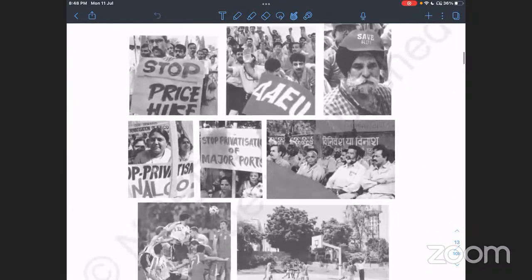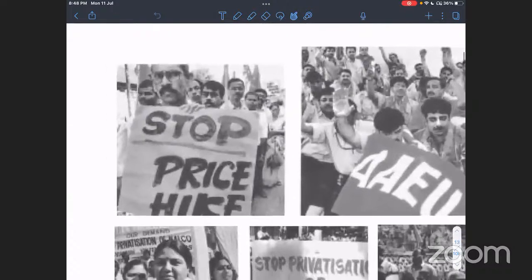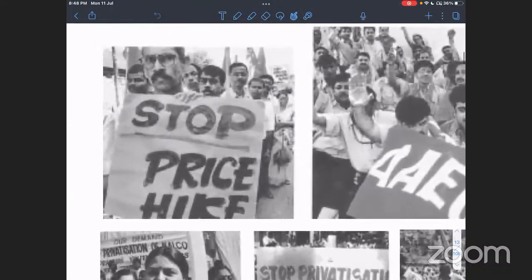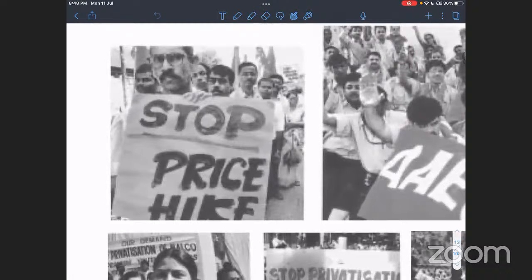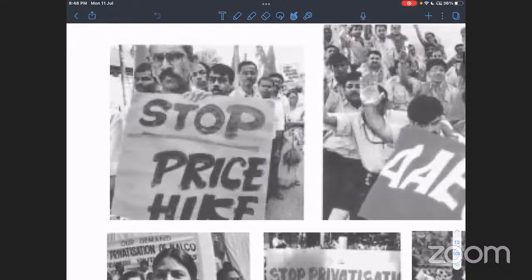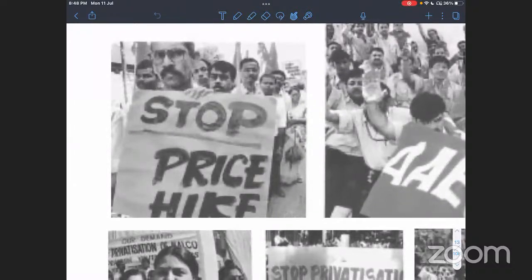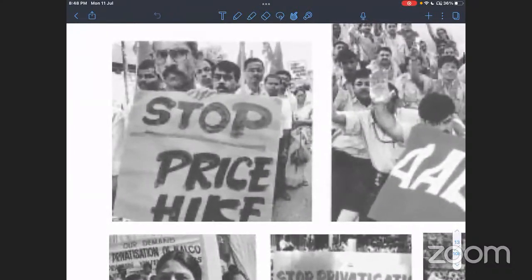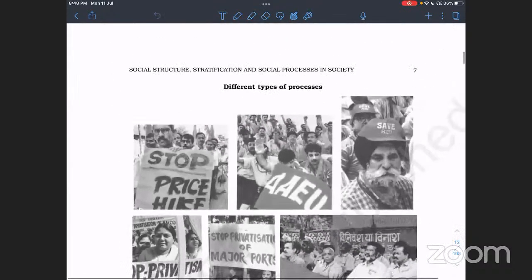Look, all these are different types of processes. Can you see here? What is happening here? This process, people protesting against the government. So what is this? It's a conflict. People are in conflict with the state. People are believing that the state is behaving in a superior manner and taking decisions on its own without involving people. So it is characterized by conflict.